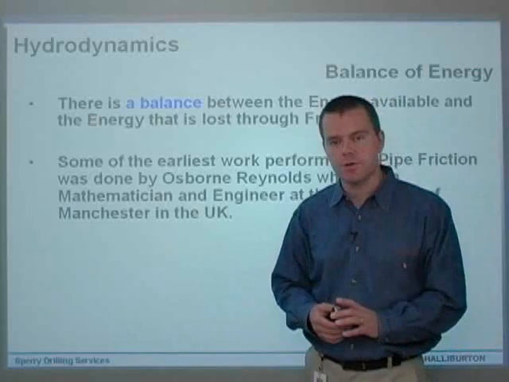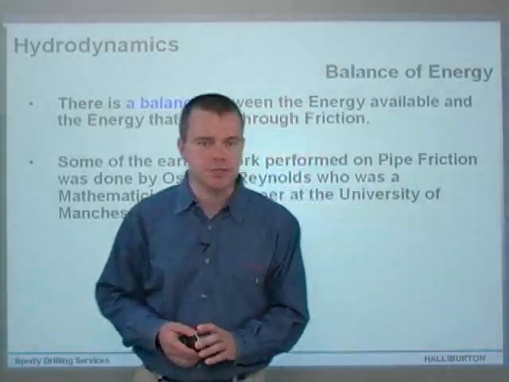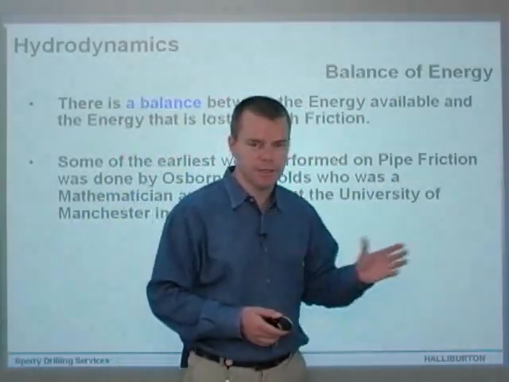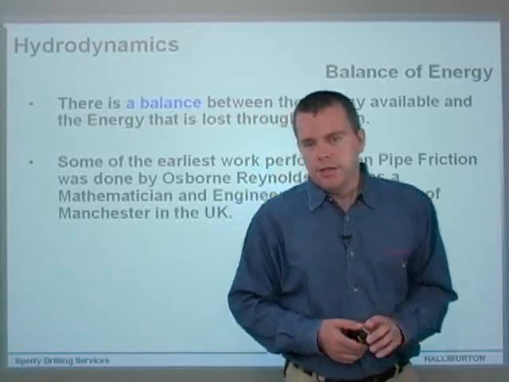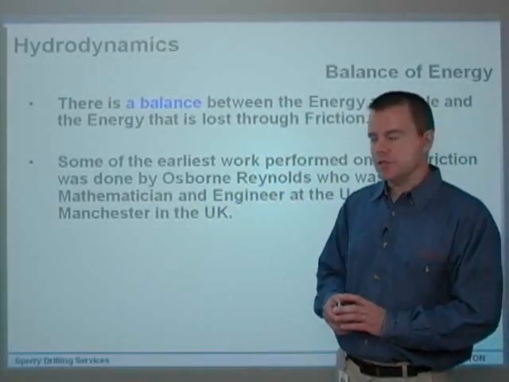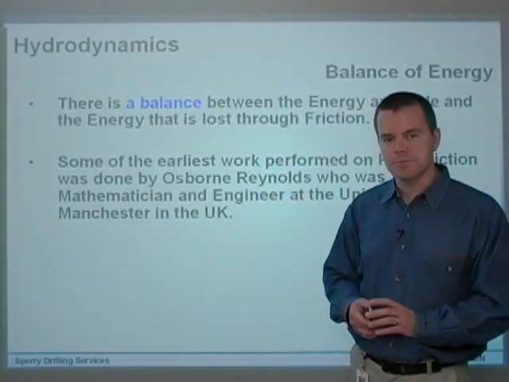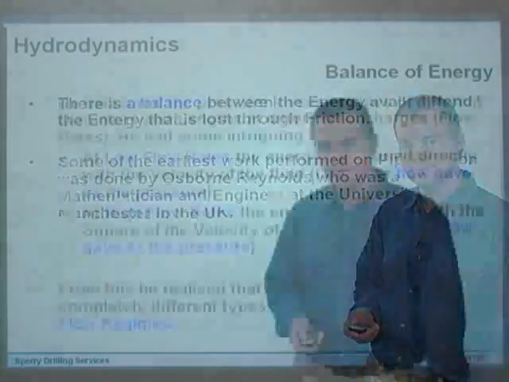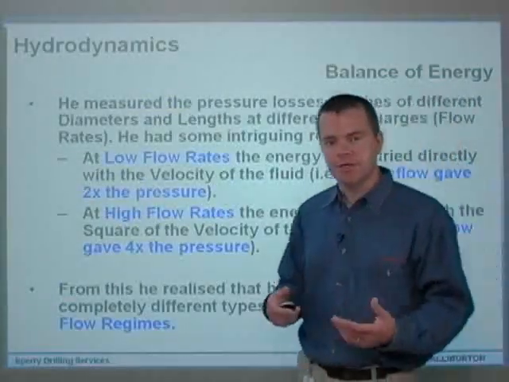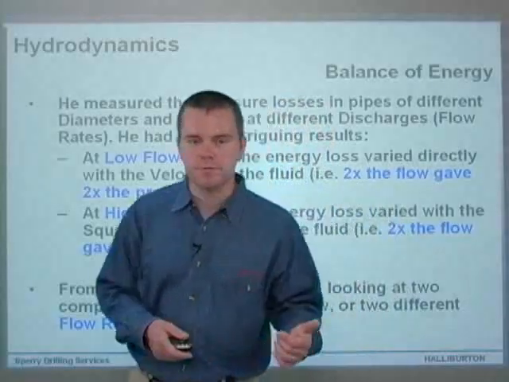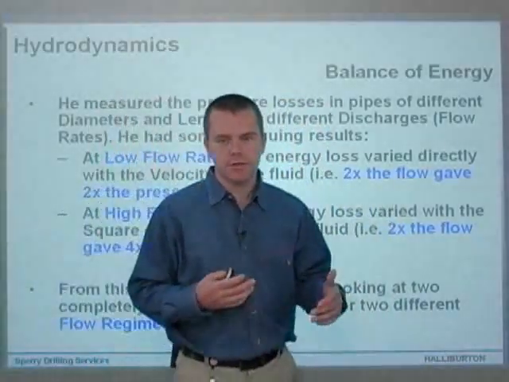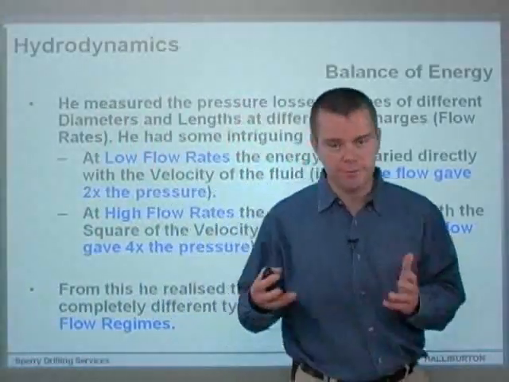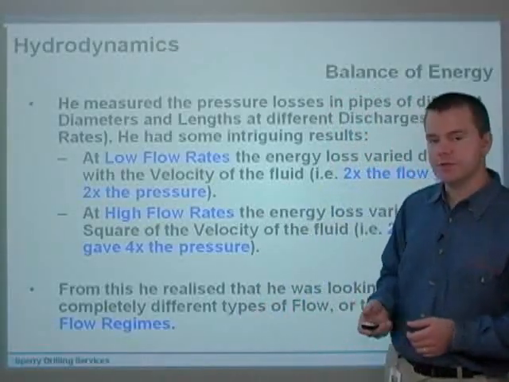And some of the earliest work performed in pipe friction was done by a chap called Osborne Reynolds, who you'll hear about again later. He was a mathematician and an engineer at the University of Manchester in the United Kingdom. Now basically Osborne Reynolds measured pressure losses in pipes of different diameters and lengths at different discharges, or basically different flow rates, and he had some pretty intriguing results.